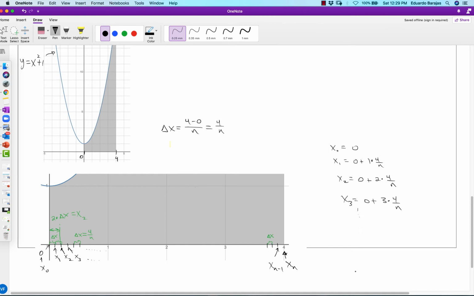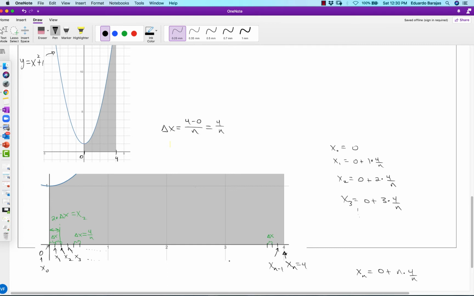And so the very last one, x sub n, is equal to 0 plus, and looking at the pattern, the subscript there matches with how many multiples of the delta x's. So the last one should be n times the 4 over n, which makes sense because then the n's cancel to give you that x sub n is equal to 4, right? Which is what we have here. X sub n equals 4.